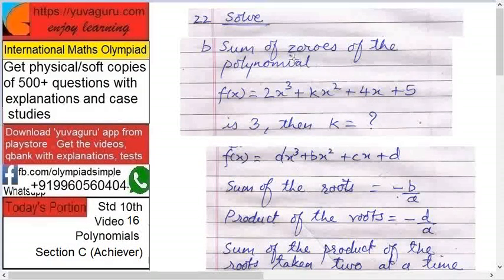Sum of the zeros of the polynomial f(x) = 2x cube plus kx square plus 4x plus 3 plus 5 is 3. Then k equals, see here, sum of the zeros means sum of the roots. Now this expression we have solved in our third problem. Let me give you all the details again.